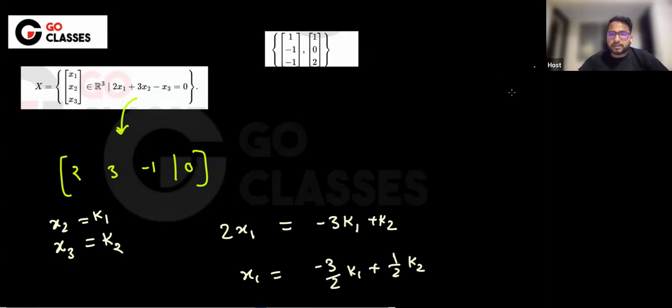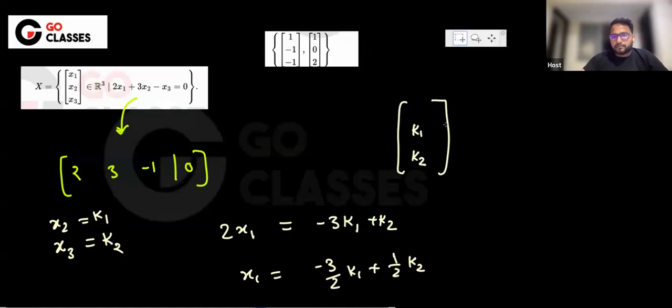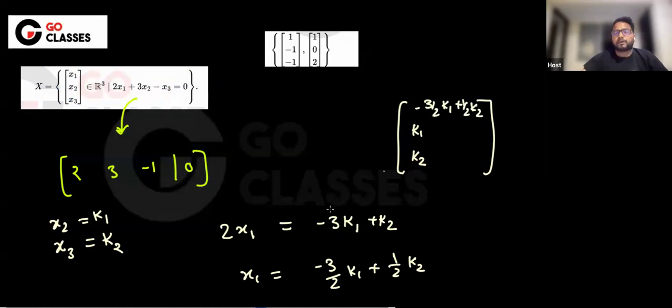Okay. So basically, you can say the system of linear equations has this solution, which is k1, k2, and then minus 3 by 2 k1 plus 1 by 2 k2. Now, I hope that is understood to everyone. Now, let me go to the next page.